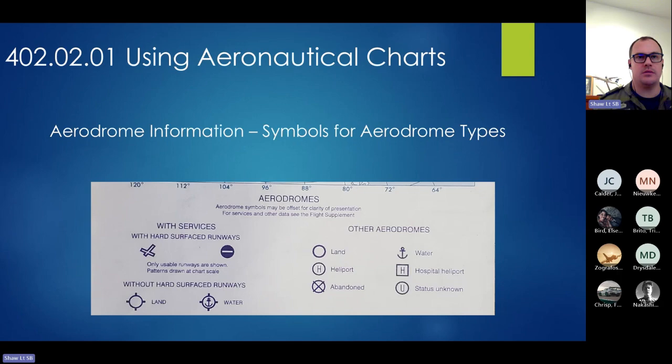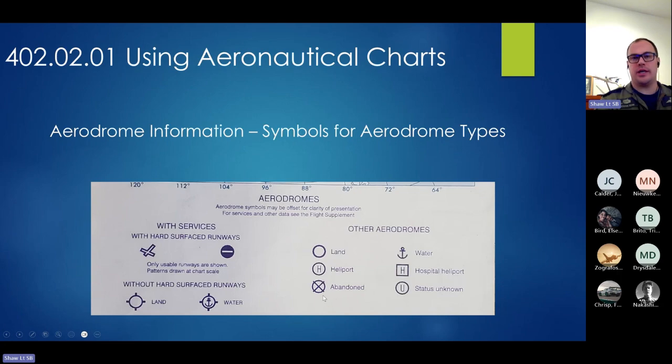So airports with services are laid out like this. They either have the runway layout or a circle with the runway layout on it. Only usable runways are shown and patterns are drawn at chart scale. Without hard surface runways, it just looks like a bullseye. And if it's on the water, obviously we've got a little anchor on that to show it's a water drome. Other airports, then we just have land, water, a heliport, a hospital with a heliport. It's a square instead of a circle.